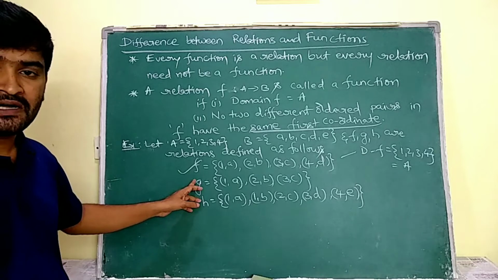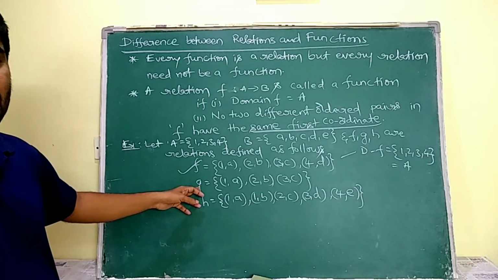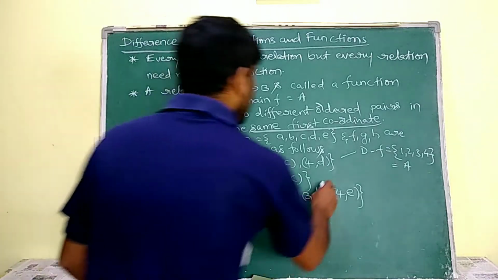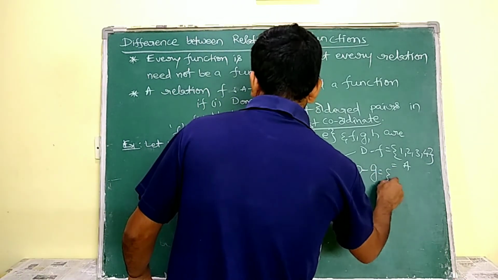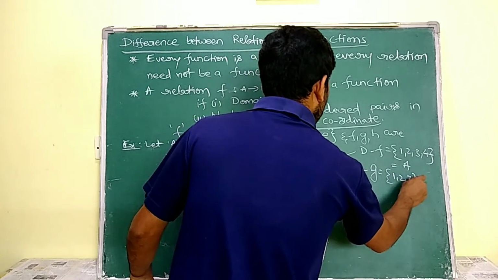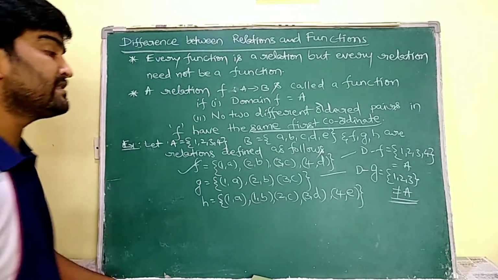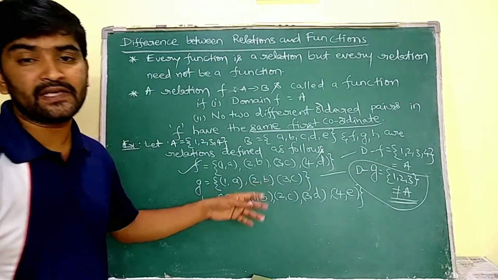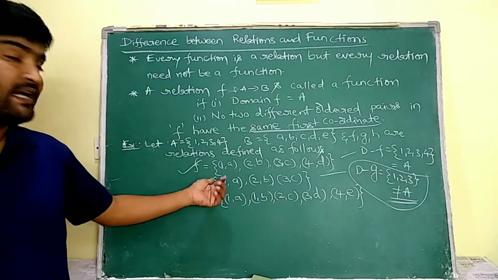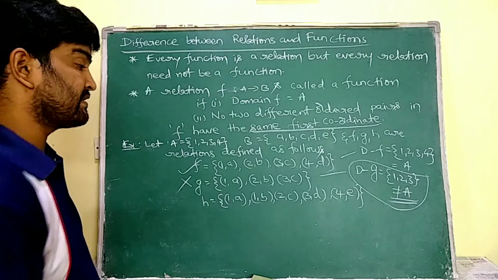Coming to the next relation g. See ma, whether this relation g is a function or not we are going to check. Write the domain of g. Domain of g is {1, 2, 3}. This is not equal to A, ma. See, domain of g is not equal to A. Because of that, g is not a function. So the relation g is not a function here.